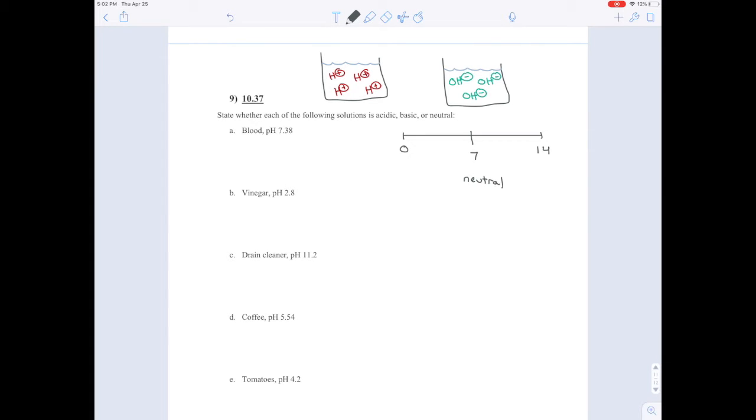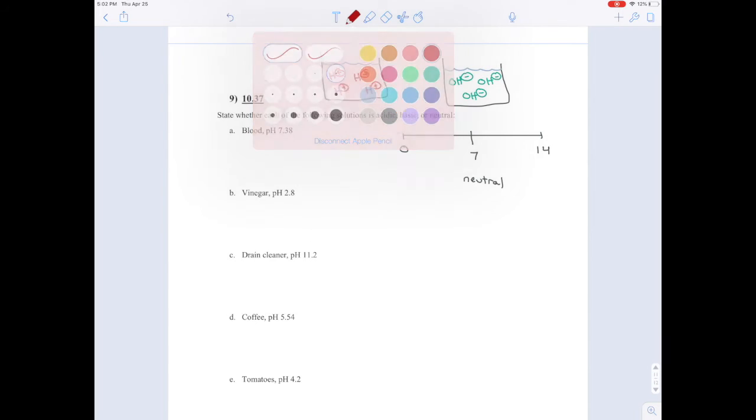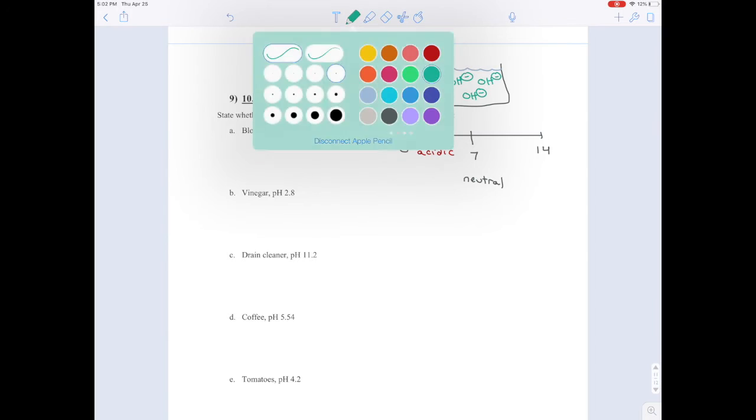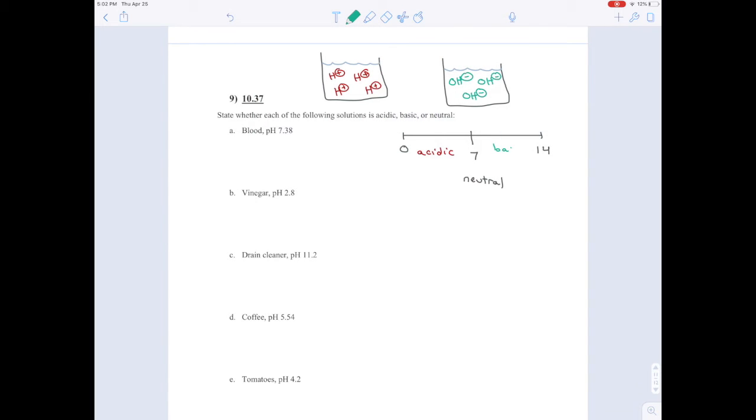Now, it's measured in a scale from 0 to 14, where 7, the very middle, is neutral. Between 0 and 7, the solution is acidic. And between 7 and 14, the solution is basic. Now notice, only 7.00 is neutral. If you have 7.01, it is slightly basic.